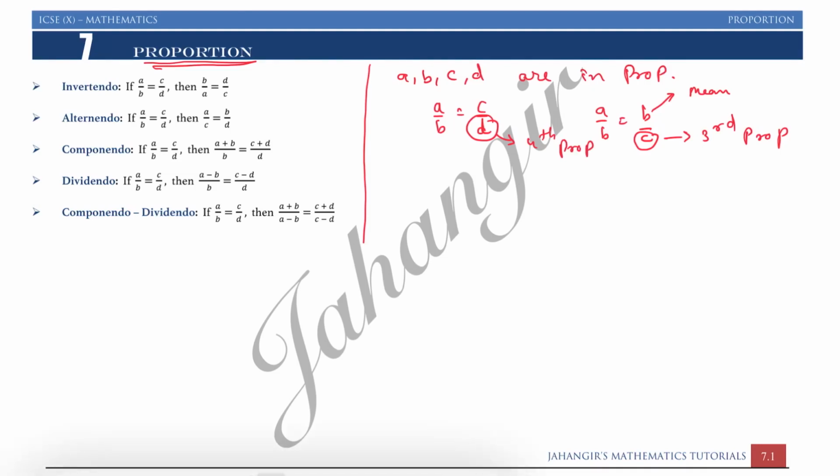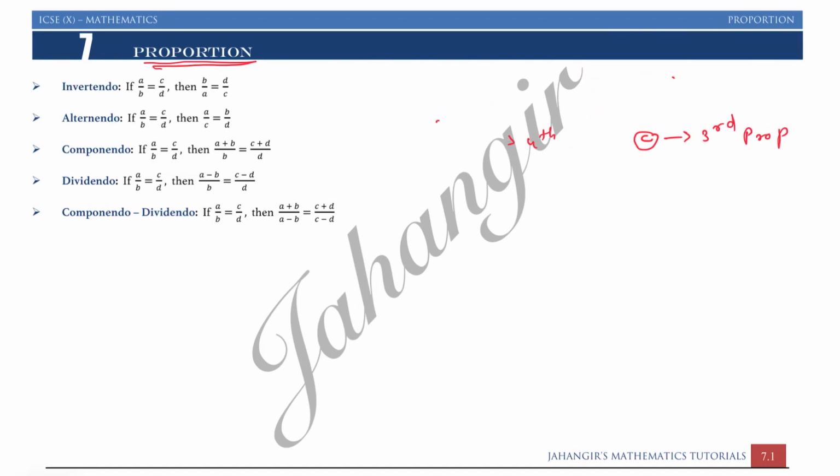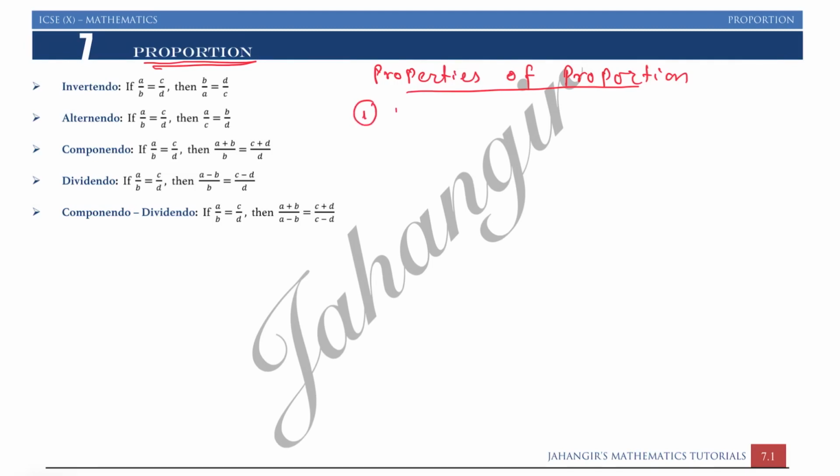Now in second exercise, we will learn properties of proportion. We have 5 properties of proportion. I will explain you all properties and then we will do sums based on that properties. So first property is property of proportion. So properties of proportion, we have first property invertendo.